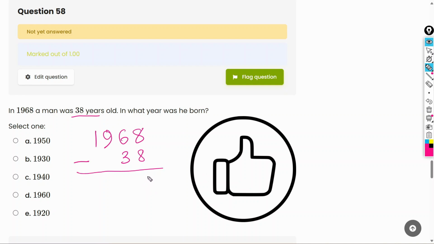8 minus 8 is 0. 6 minus 3 is 3. And then 9, and then 1. So he was born in the year 1930.